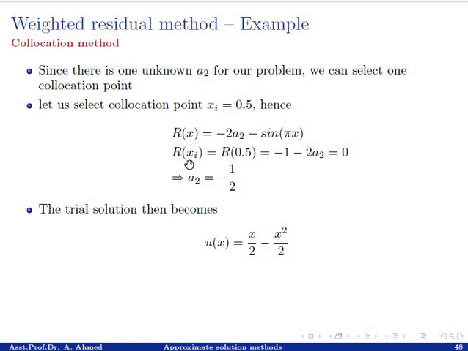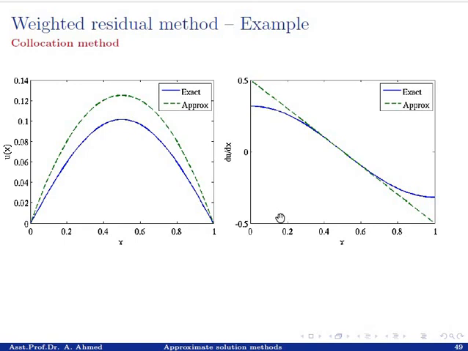Let's say the domain of the element was from 0 to 1. So let's say I want the residual to be equal to 0 at x equal to 0.5. So put x equal to 0.5 and r equal to 0 in this particular equation and solve it for a2. So I will get a2 is equal to minus 1 over 2. So this is our trial solution. Again, if I plot it, I will get some differences between our approximate solution and the exact solution, not only in the solution but also in its first derivative.